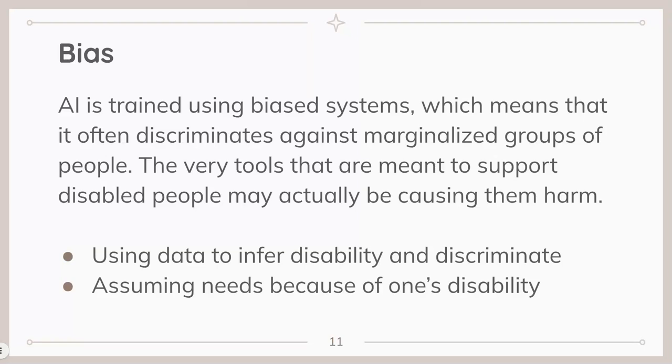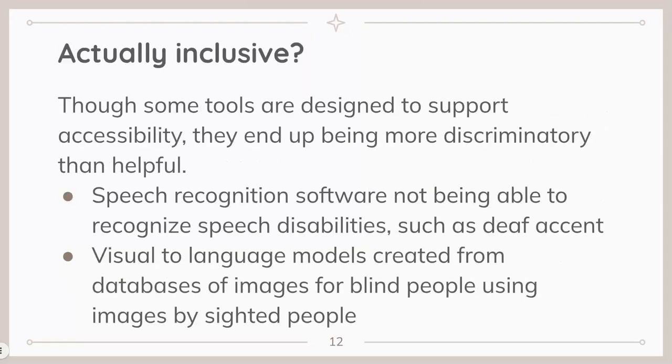So a few examples of this are that some sites and tools can use data from disabled people without them knowing, and it can infer that they are disabled based off of their use of the app and discriminate against them. And also they can assume that because someone has a disability, they have certain needs, even though it might not be true. So these harmful assumptions can be hard for disabled people because it doesn't actually support them in the way that they need it. So this begs the question of whether some of these tools are actually inclusive.